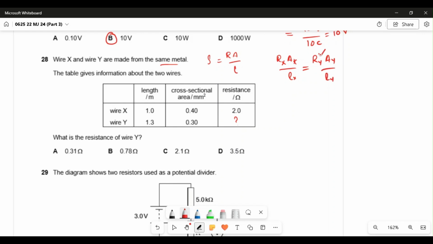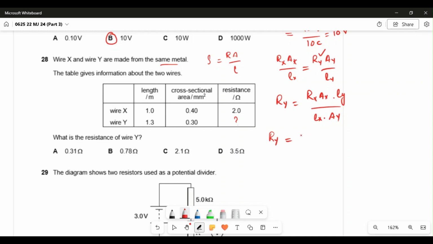I need to find Ry, so I can simply say that the resistance of Y is Rx times Ax times Ly over Lx times Ay. Here, the units for length are meter and for area are meter square. So above and below are the same, so the resistance of wire Y will be in ohm. You don't need to change any unit.